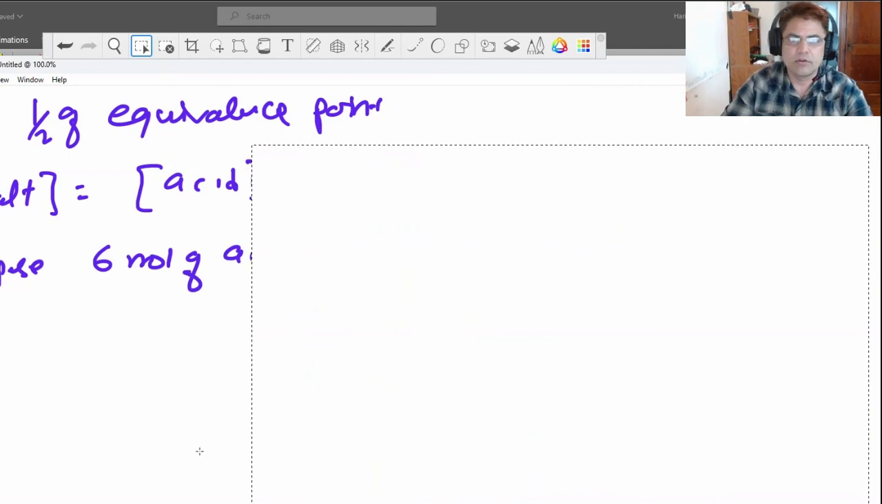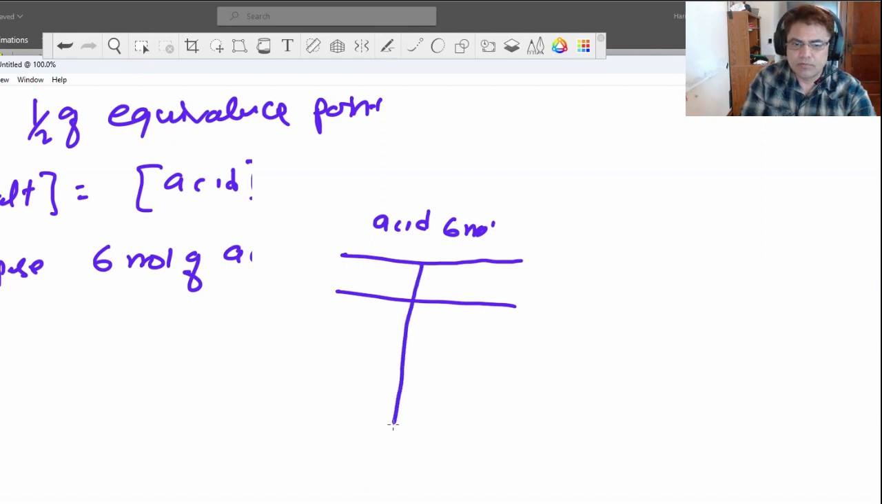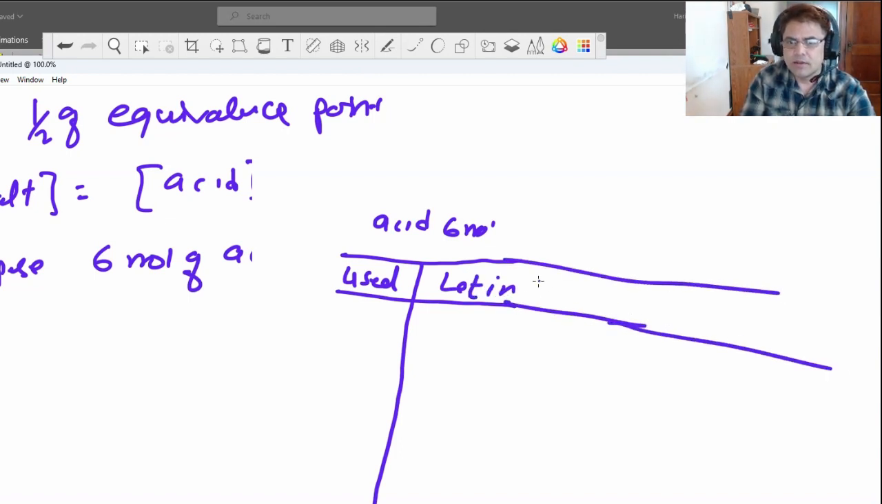Now let's see. You have acid, which is 6 mole. You can divide that acid into 2 columns: how much is used, and how much is left in the beaker, the flask. That is acid. Now let us see the base.